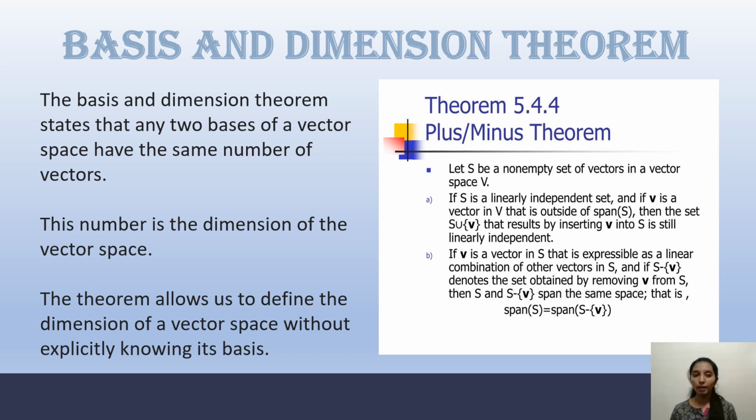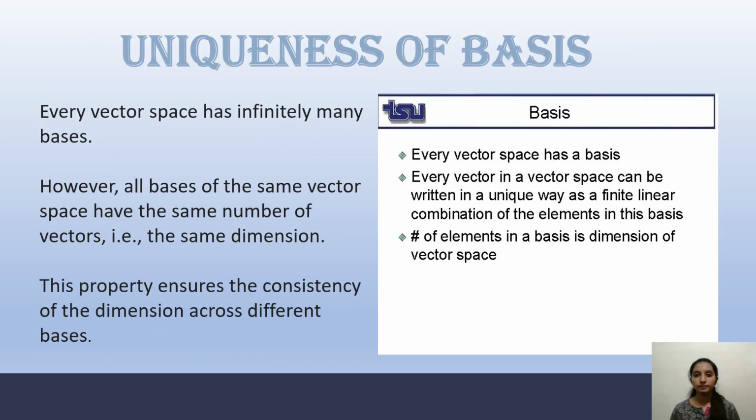Now, we'll learn about the basis and dimension theorem. The basis and dimension theorem states that any two bases of a vector space have the same number of vectors. This number is the dimension of the vector space. The theorem allows us to define the dimension of a vector space without explicitly knowing its basis.